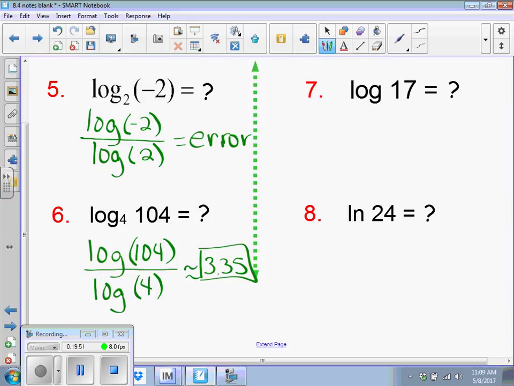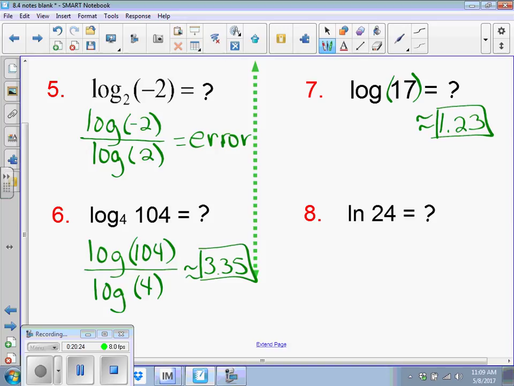What's the base for number 7? 10. So do I need to do the change of base formula? No. Just calculate that. Log of 17, straight up in your calculator. Now, you could do change of base. It would be log of 17 divided by log of 10. But you don't need to do that.